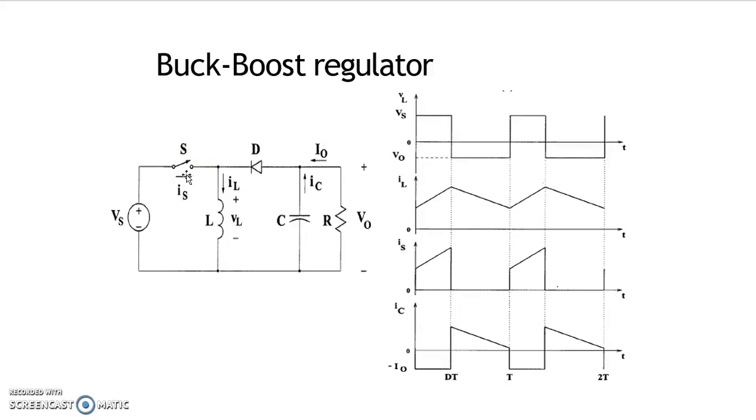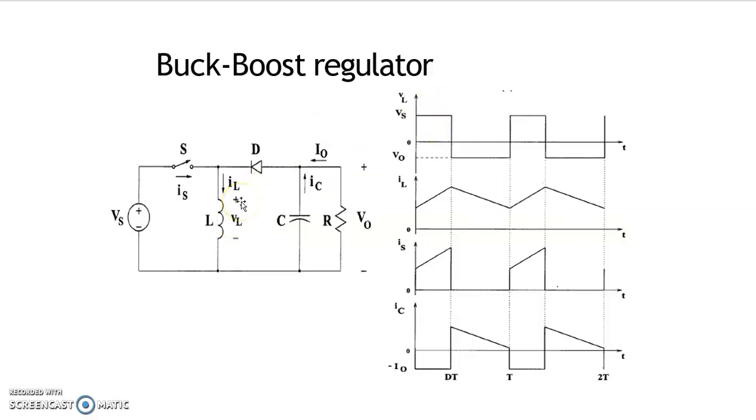When the switch is on, the input provides energy to the inductor. When the switch is on, the diode is in reverse biased condition. Then the source supplies energy to the inductor. Therefore, the voltage across the inductor VL is equal to the source voltage Vs.